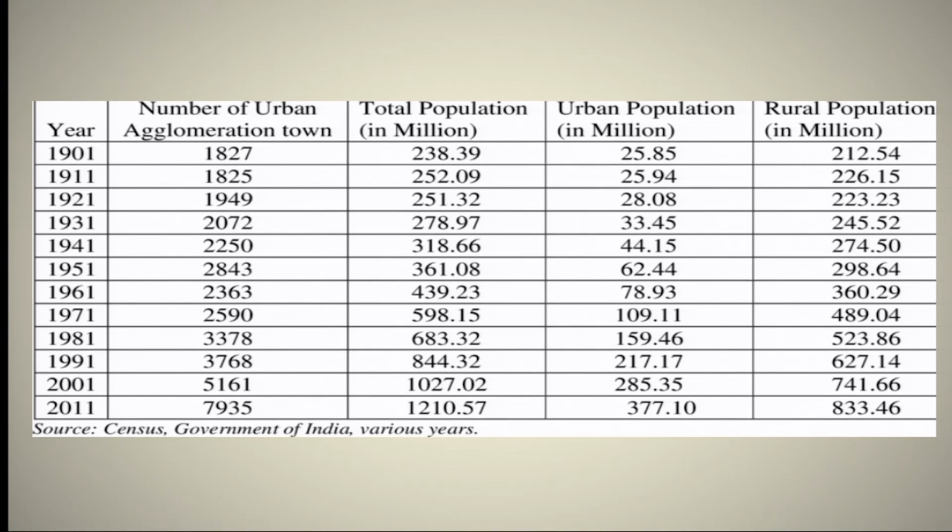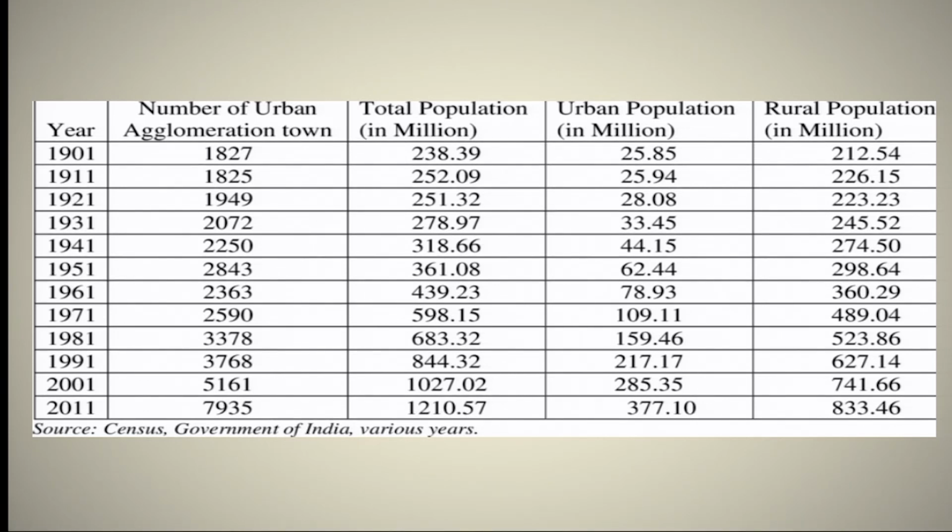The population also has gone high. In the year 1901 it was 238.39 millions, but in 2011 it has become 1,210.57 millions. In spite of having so many policies to control the population, still the population in the urban area is increasing day by day.